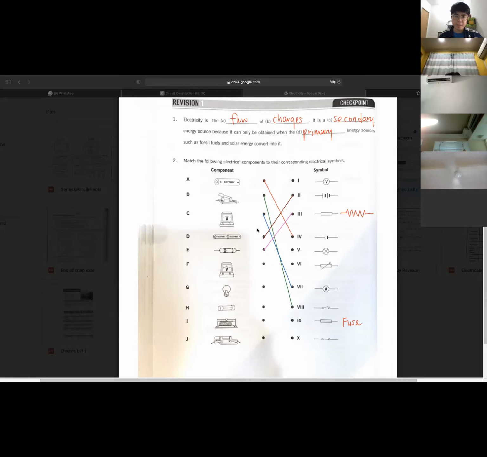Then we have the voltmeter. It's V. And the bulb. And we have the fuse. What is this? This is the variable resistor. It actually has a slider. It's like a coil of wire, and it has a slider that you can adjust for how much length of the wire you want to include.